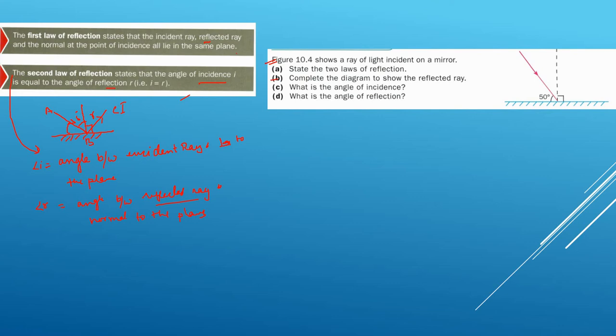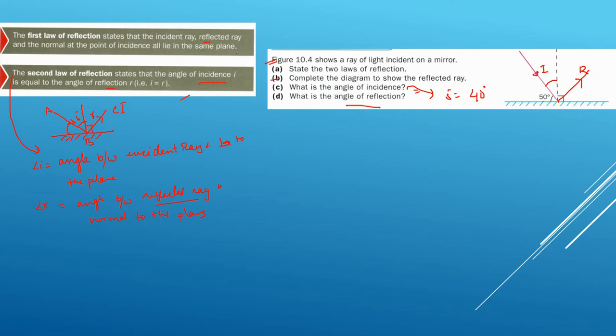So obviously if the incident ray is here, it should bounce back. So like this is your reflected ray. This is your I, this is your R, this is the perpendicular. What is the angle of incidence? Yeah, this is what I was asking you. So I will be the angle between the incident ray and the normal, it means this. So if this is 50, it will be your 40 degree.